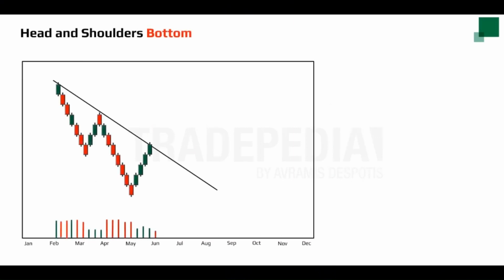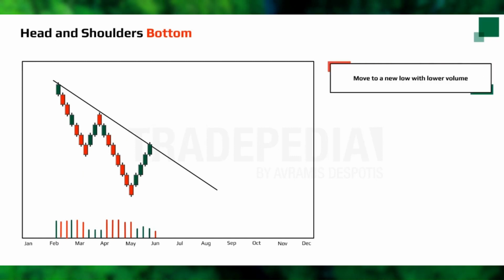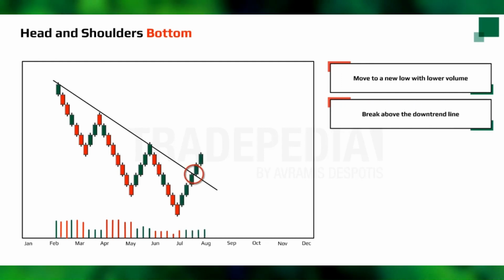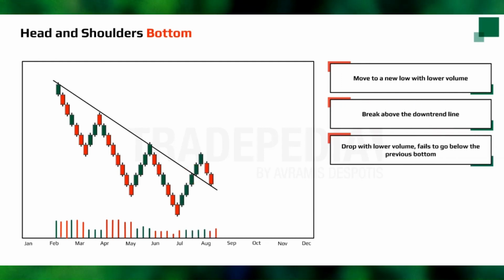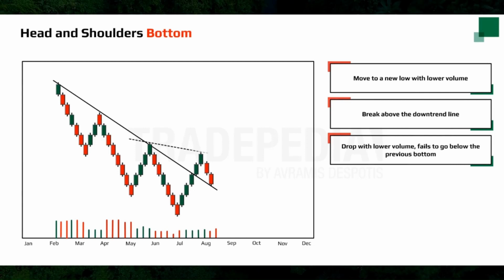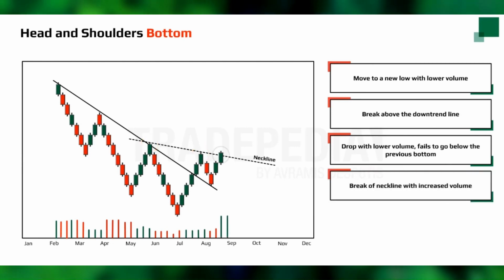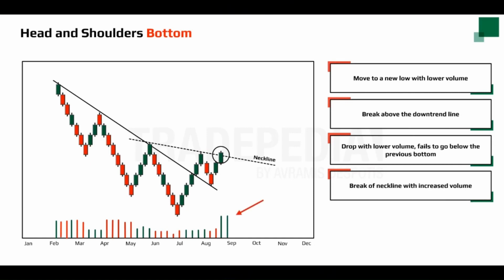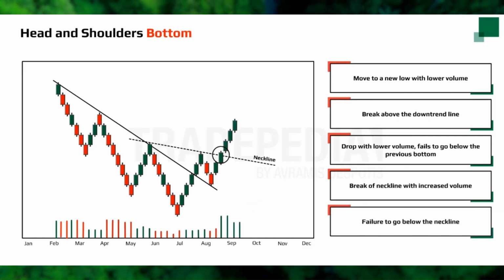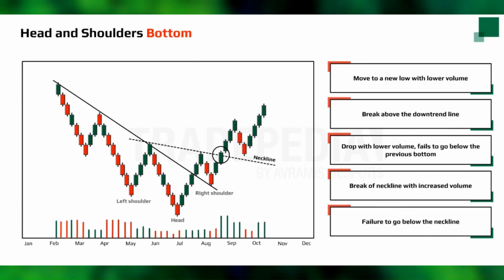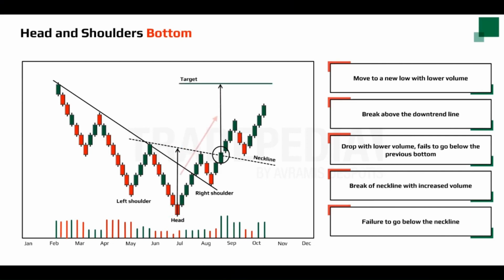For head and shoulders bottom, it is just the opposite. A rally to a new low accompanied by lower volume levels and a break above the downtrend line. Then a dip on lower volume levels fails to go below the previous bottom. At this point, we can identify the neckline by drawing a straight line connecting the two previous tops. The reversal is activated with a break above the neckline being accompanied with increased volume levels. Failure to go back below the neckline acts as a confirmation to the new uptrend. For the initial target, measure the distance between the head and the neckline and project the distance from the break of the neckline.